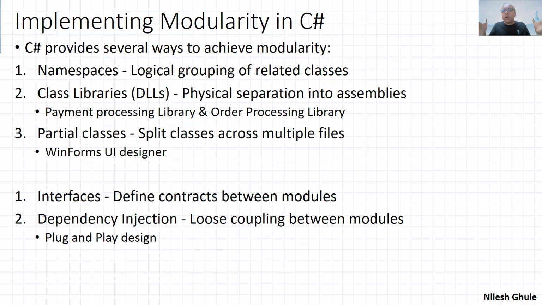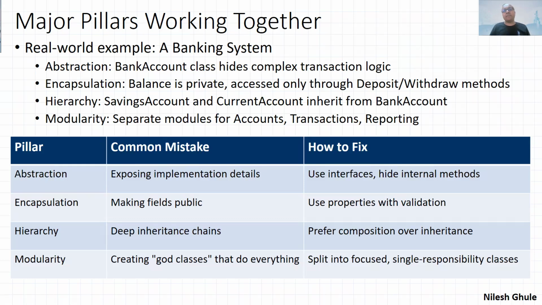Now you have understood that there are four major pillars: abstraction, encapsulation, hierarchy, and modularity. And these are the major pillars. When I talked about hierarchy, I talked about inheritance, and I told you polymorphism is very much part of it. In real software, all these four major components work hand in hand.